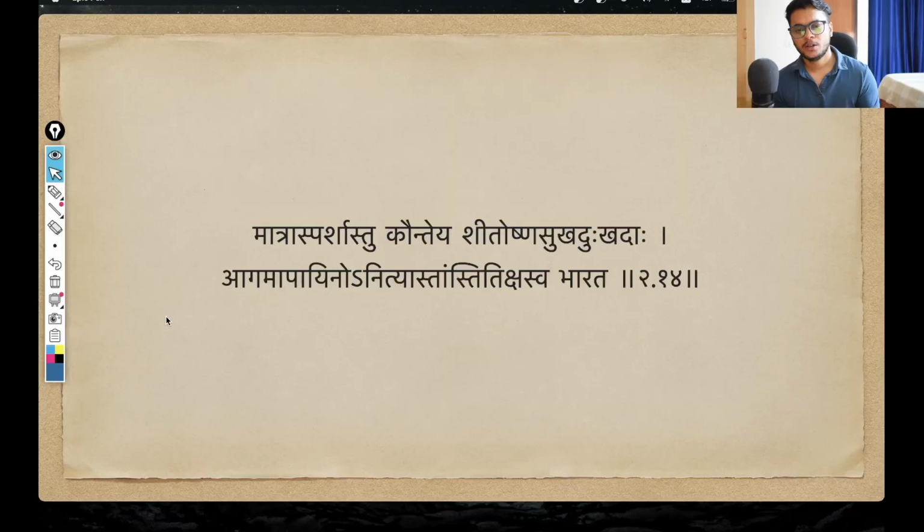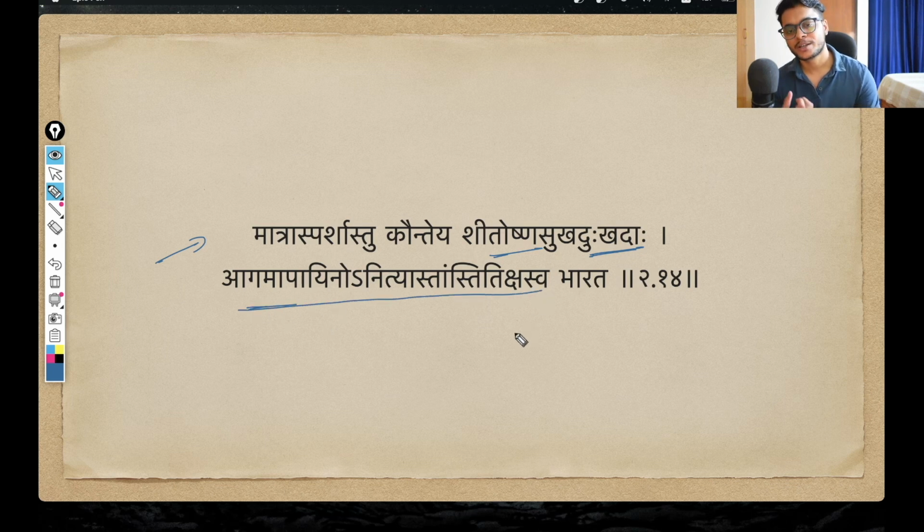But anyways, without wasting any more time, let's begin decoding this shloka today. Okay, so this is the shloka that we'll decode today. Let me go through the shloka once. Matra sparshastu kaunteya shitoshna sukha dukkhadaha, agamapayino'nityas tans titikshasva bharata. As you can see, this shloka has quite long words: shitoshna sukha dukkhadaha, and then almost the entire second line combined into a single word.